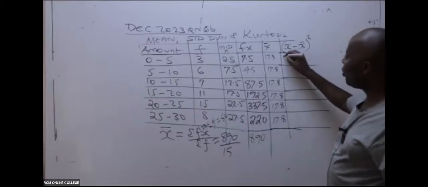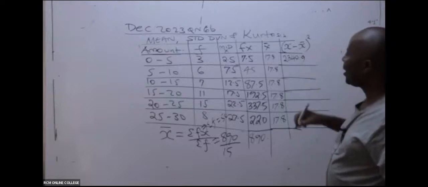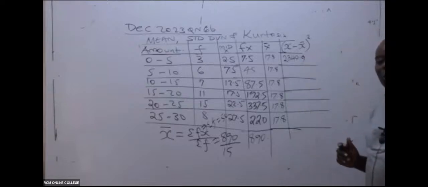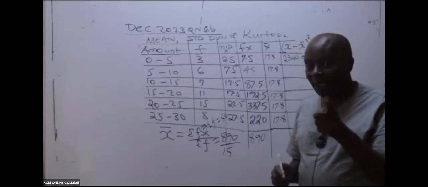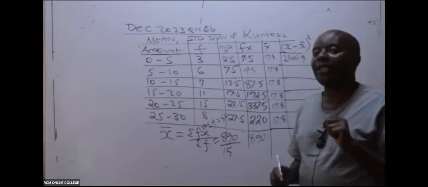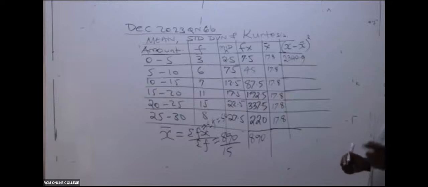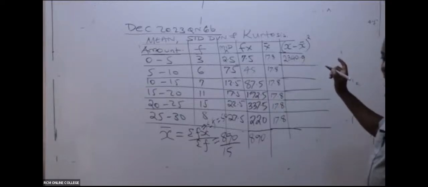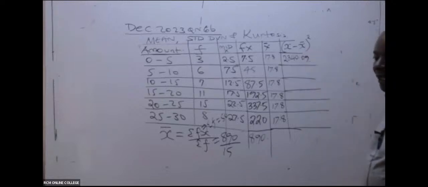So we are getting here 2.9. Positive, right? Positive, because anything squared will always be positive. Even if you're using a bad calculator and you're getting a negative, ignore that negative. Anything squared is always positive. So 2340.9. Thank you so much. Is it 0.9 or 0.09? I think it's 0.09, right? Please confirm.